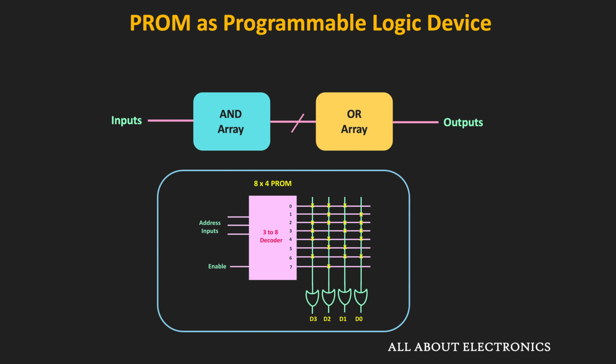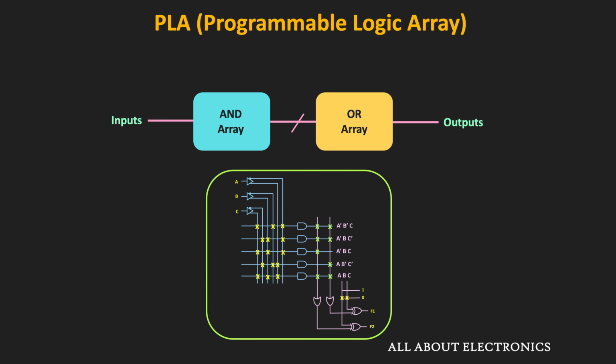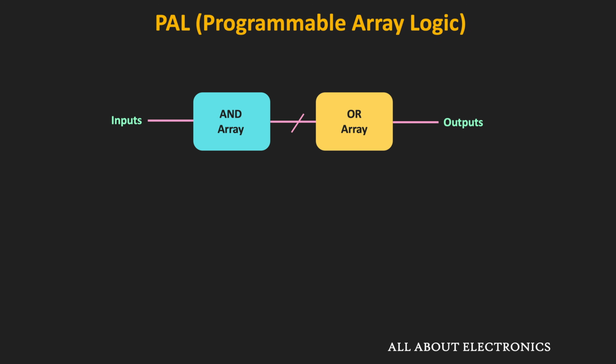In the earlier videos, we have seen that in the programmable ROM, we have a fixed AND gate array and the programmable OR gate array. Similarly, we have seen that in the case of the PLA, both the AND gate and the OR gate arrays are programmable. If you see the PAL systems, or programmable array logic, then in these systems the AND gate array is programmable while the OR gate array is the fixed one.